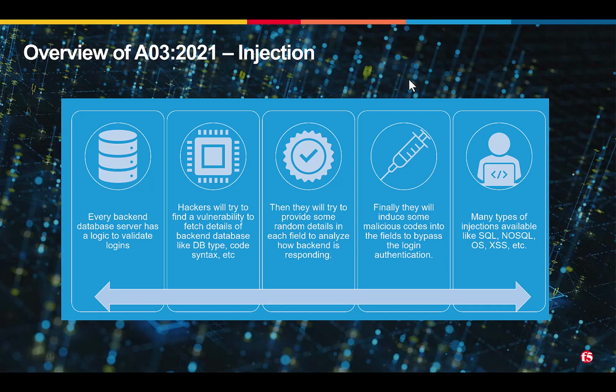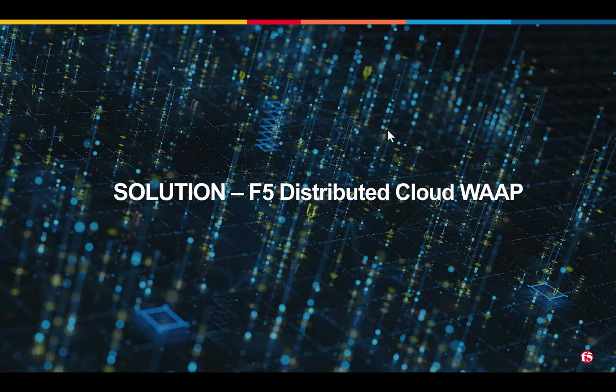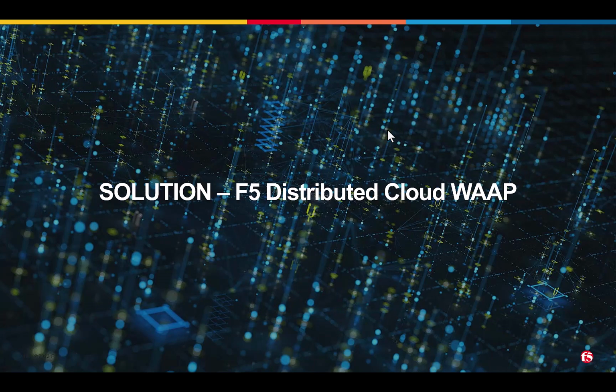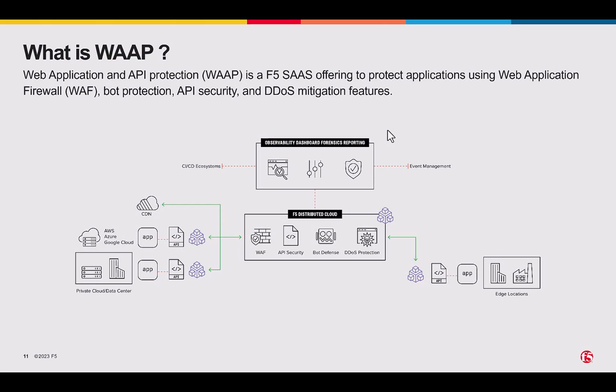Once they have clarity on this kind of backend information, they will be able to provide malicious code into the user inputs, and they will be able to bypass the login validations and other controls. There are many types of injections available, like SQL, NoSQL, etc. The solution that is available in distributed cloud is WAAP. A simple WAF is not sufficient to mitigate these kinds of sophisticated application attacks.